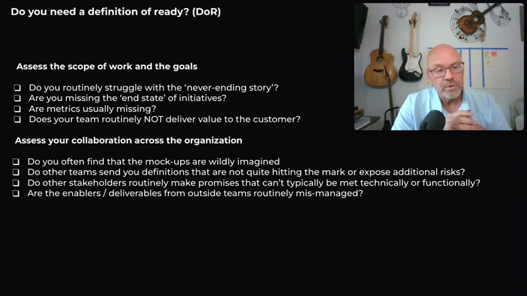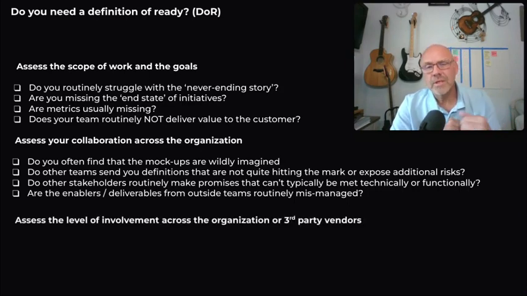What about enablers and deliverables from outside teams? Are those routinely mismanaged? Now, again, I didn't say, well, one time at band camp, that's not what I mean. I mean, is it routinely mismanaged for these enablers, capabilities, runway work, or those items, right? So if that's the case, we may look at this.